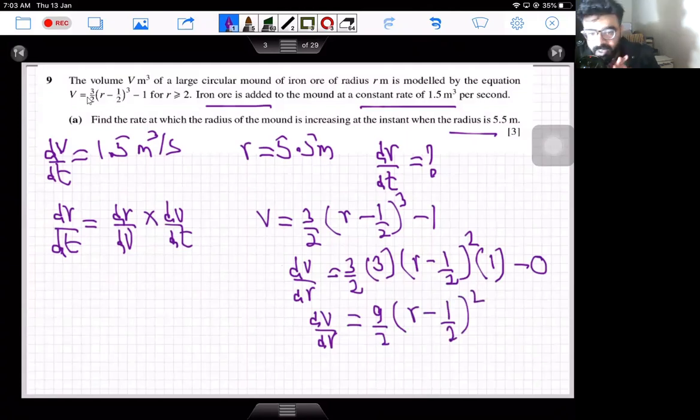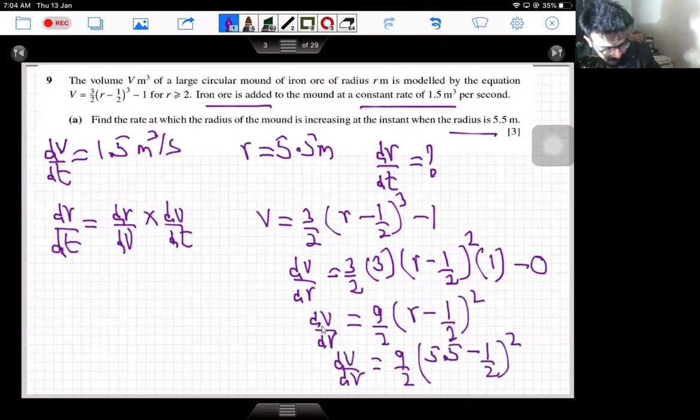Now at the instant when r is equal to 5.5 meter, we can find the exact value of dv over dr. So dv over dr is equal to 9 over 2 multiplied by (5.5 minus 1 over 2) the whole thing squared. What is the exact value of dv over dr over here? 5.5 minus half, the whole thing squared, multiplied by 9 divided by 2. This is exactly 225 over 2. This is the value of dv over dr.